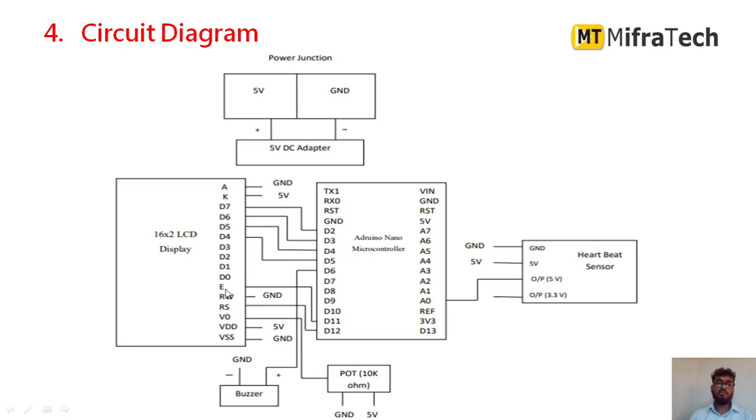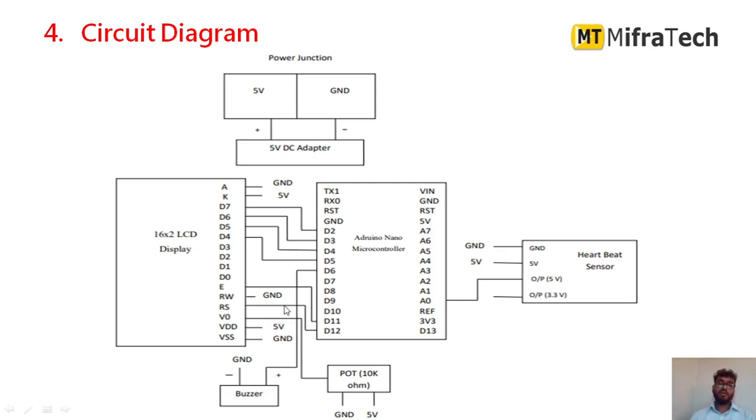Next we have enable pin. Enable pin I have connected to D11 of Arduino Nano microcontroller, and the read write pin has to connect to ground of the power junction, as you can see here. And next RS, that is reset pin, I connected to pin number 12 of Arduino Nano microcontroller, as you can see here.